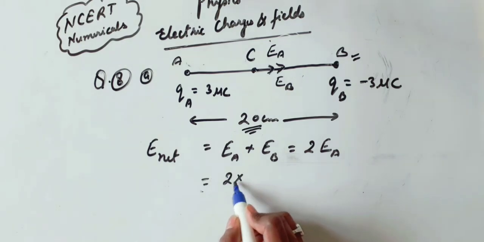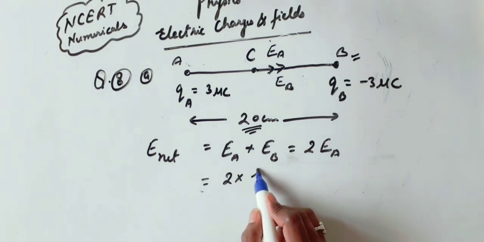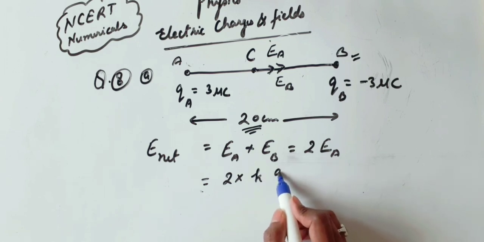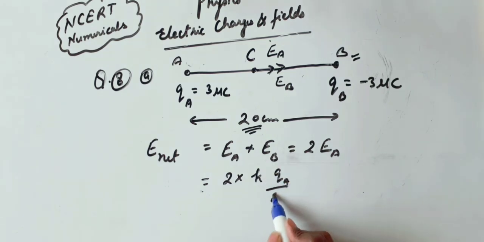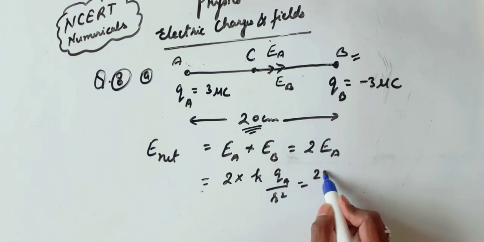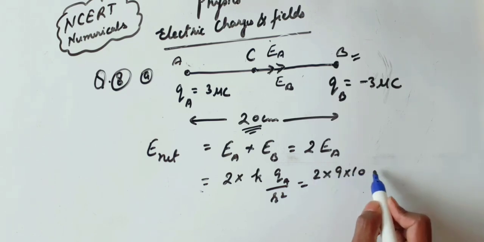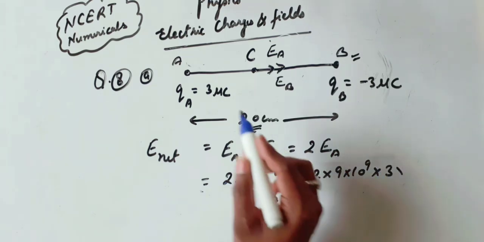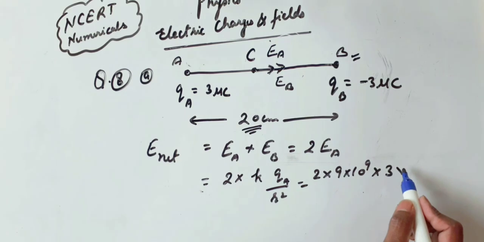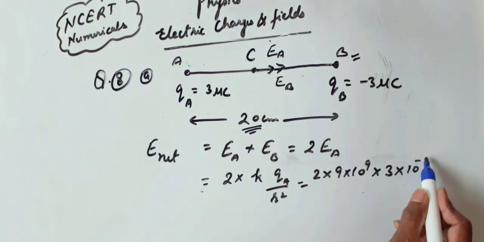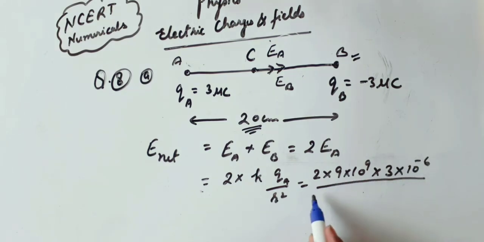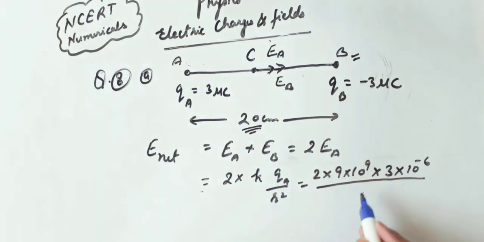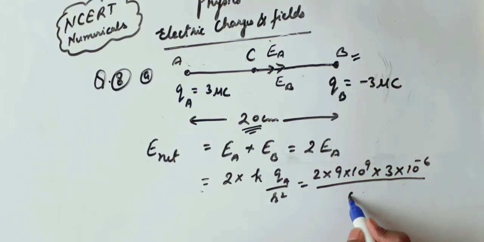So 2 into the value of EA is what? K QA by R square. Here the value of K equals 9 into 10 to the power 9. The value of QA is 3 microcoulomb, so we can convert it into coulomb: 3 into 10 to the power minus 6 coulomb, divided by the distance between these two, which is 10 centimeters, so we can write 0.1 meter, squared.